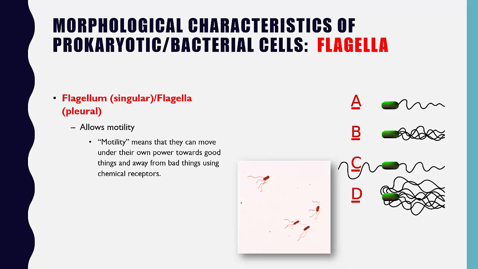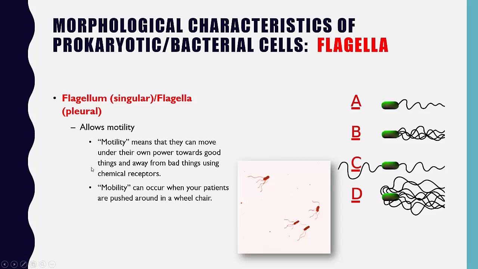Now, how do they know where to go? How do they know there's something good over here and they want to go over there? They have chemical receptors just like you do. If you're smelling hot cookies in the oven, you have chemical receptors and you might get up and run and go get some cookies. All right. They have little cellular chemical receptors and they'll move towards the good things, but they'll move away from bad things.